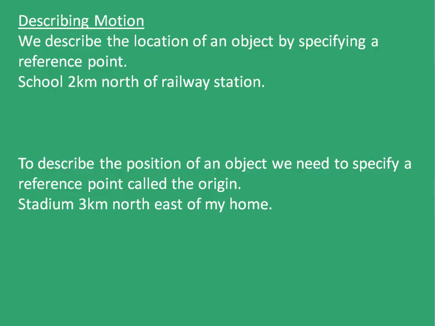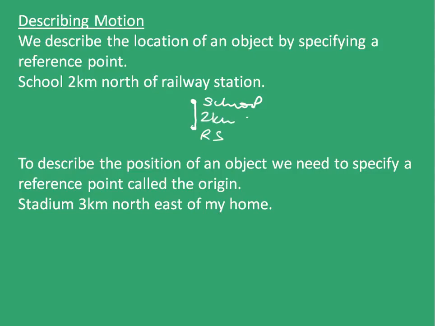To begin with, let's start describing motion. We describe the location of an object by specifying a reference point. For example, if I say school is 2 kilometers north of railway station, we say that if this is the railway station, my school will be somewhere here, 2 kilometers north.